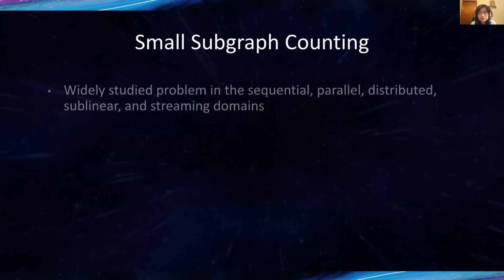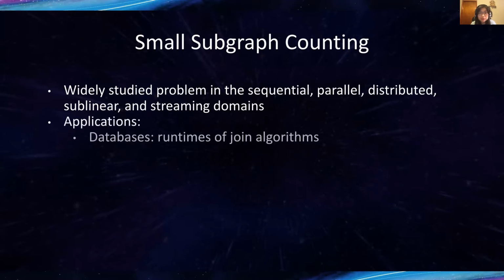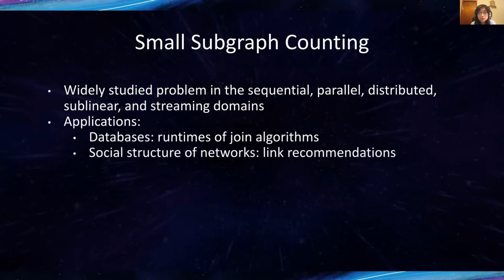Counting small subgraphs in graphs is a widely studied problem in the sequential, parallel, distributed, sublinear, and streaming domains. In addition to its theoretical importance, small subgraph counting also has a number of applications. In database literature, the triangle counting algorithm is used to perform joins and to analyze the worst-case runtimes of join algorithms. In analyzing the social structures of social networks, small subgraph counting has been used to detect communities and measure the cohesiveness of these communities. Triangle counting even has applications in spam detection.